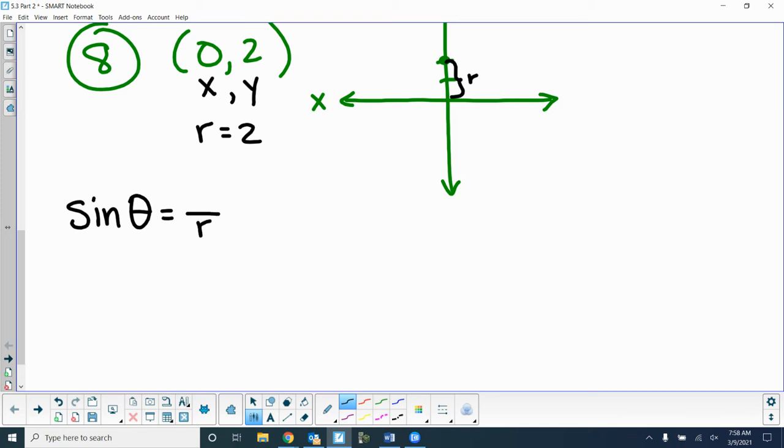What comes first, cosine or sine, in the alphabet? Cosine. What comes first in the alphabet, X or Y? X. So since sine comes second between cosine and sine, the sine is Y over R, because sine comes after cosine and Y comes after X in the alphabet. That's how I remember which one's which. I know it's over R, I know R is the hypotenuse. My Y value is 2, and my R value is 2, so that answer is 1.